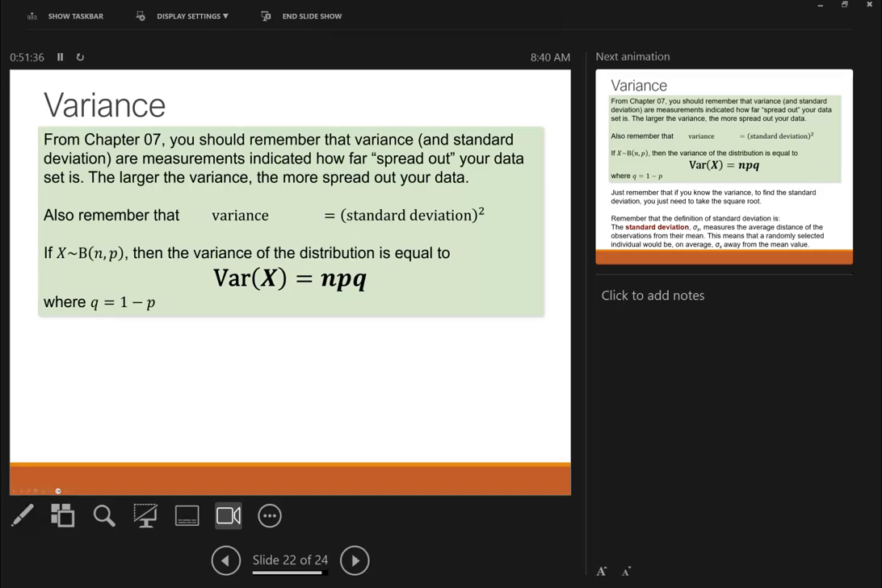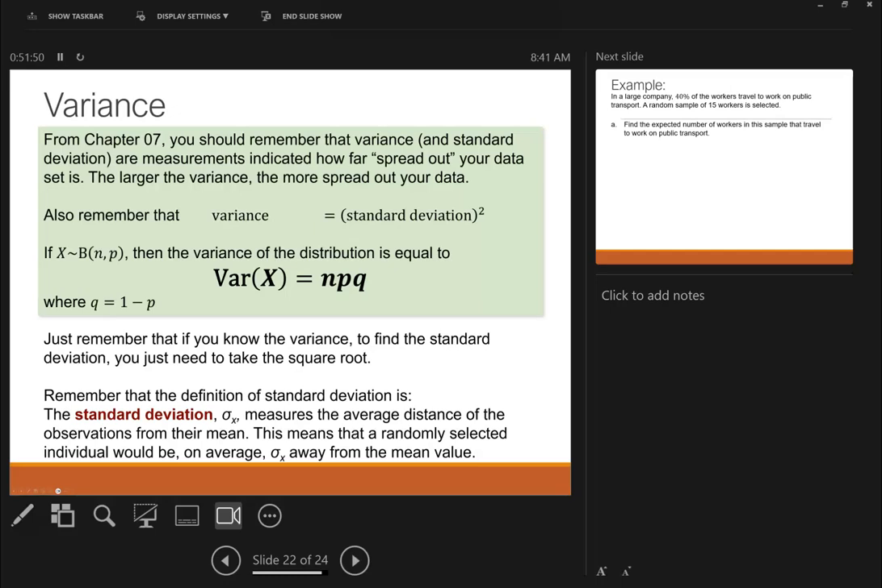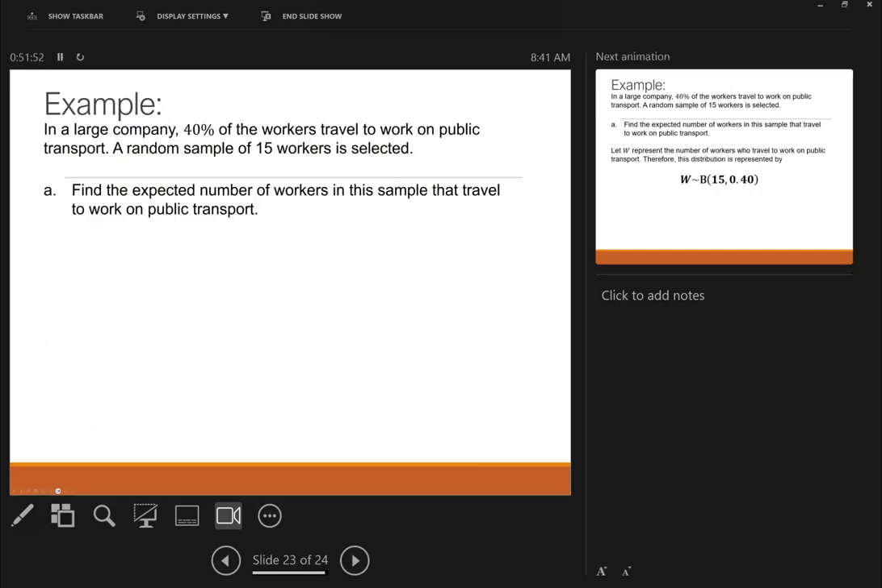What a hassle variance and standard deviation was to calculate from a probability distribution using the most general formula, compared to this special binomial case. Boy, that makes life so much easier. All right, let's look at an example.